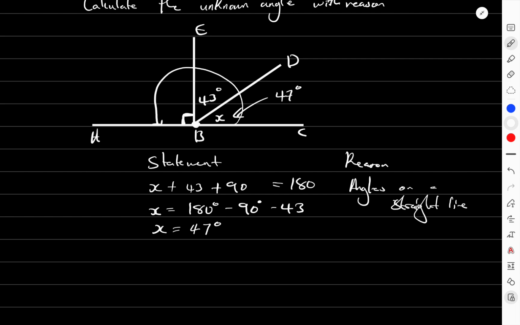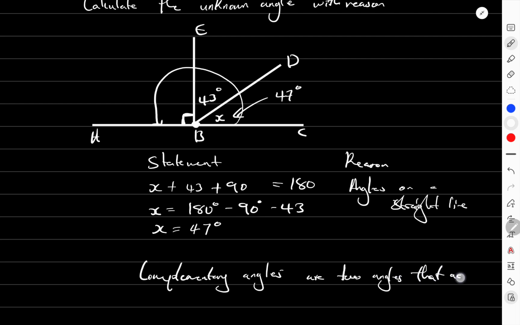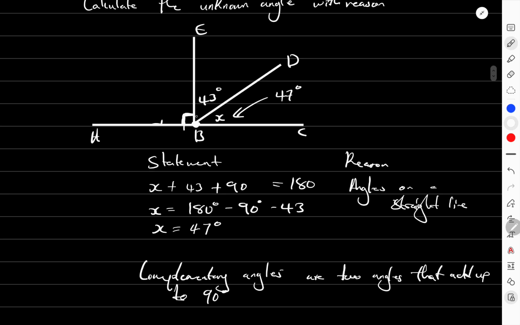But we have another way, which is going to involve complementary angles. Complementary angles are two angles that add up to 90 degrees. So if this angle is 90, automatically the rest of the angles have to be 90 degrees, because the sum of angles in a straight line is 180.